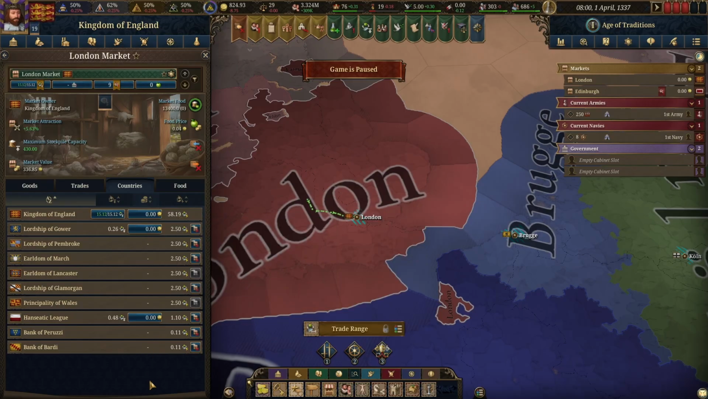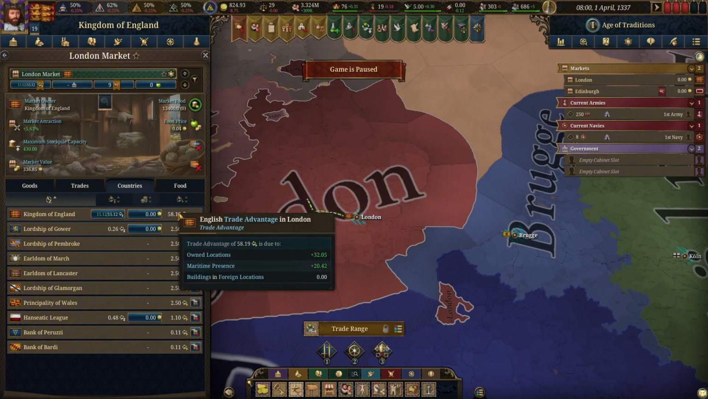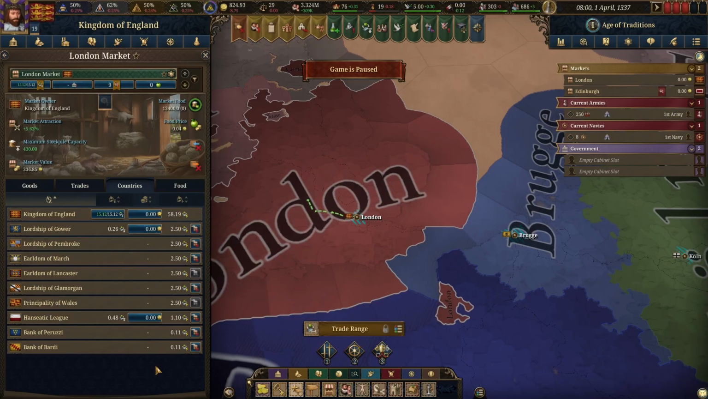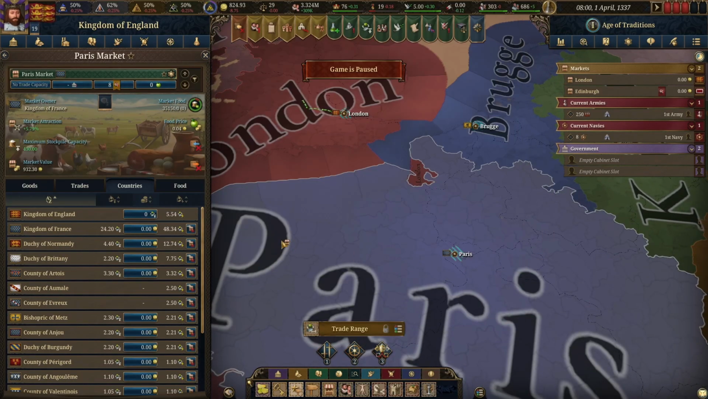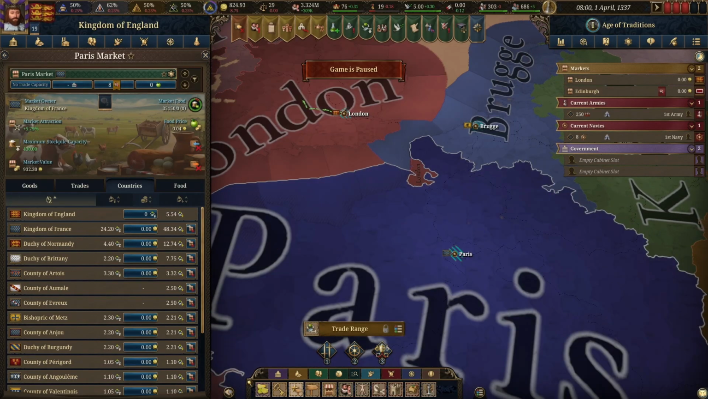I currently have the largest trade advantage in this market, and that's because of my owned locations and maritime presence. Because I'm the boss of the market, I can decide what surplus goods go where. But if I want to import a good from another market, let's say Paris, I don't have much trade advantage here, so I can't force them to send me the goods I want.